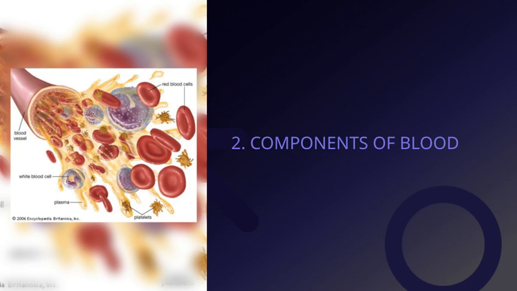Plasma is the liquid part of blood, making up about 55%. It's mostly water, but it also contains nutrients, hormones, and waste products, acting as the transportation system for these substances.